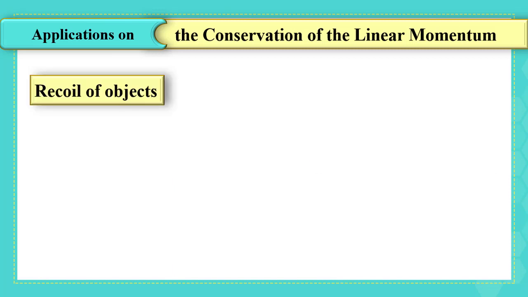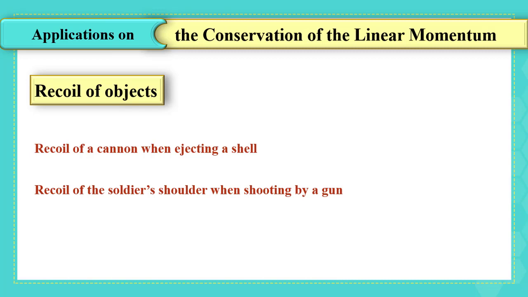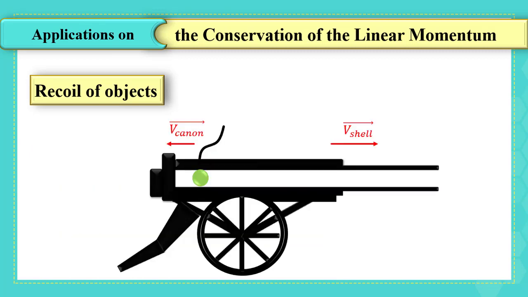First situation. Some objects recoil back when doing certain actions. For example, the recoil of a cannon when ejecting a shell, the recoil of the soldier's shoulder when shooting a gun, the recoil of a boat when a person moves on its surface. Let's take the recoil of the cannon as an example to be studied.